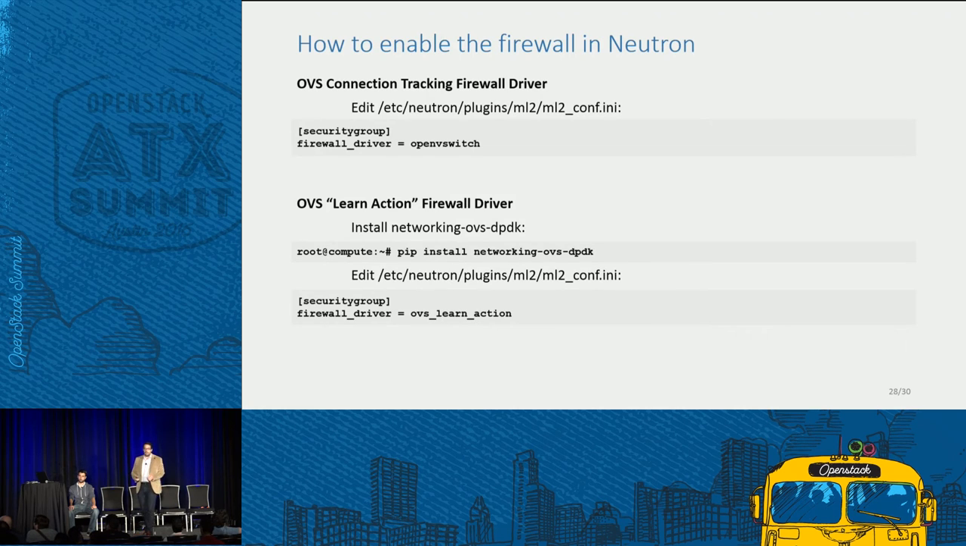And of course, how to enable those firewalls in Neutron. Using OpenVSwitch in Neutron, as we said, is very simple. It's fully supported, and to use those firewalls is just a matter of modifying one config line in one config file, and once you restart, of course, the agent managing this, you will have the firewall up and running.